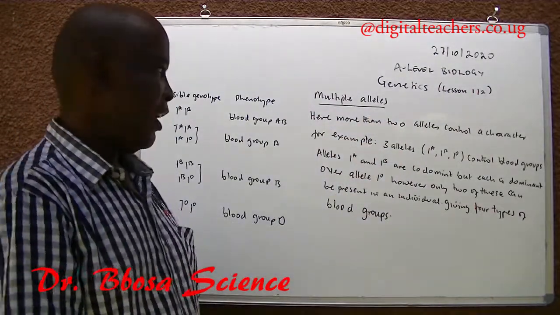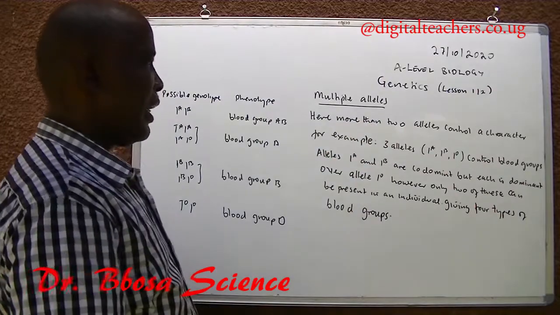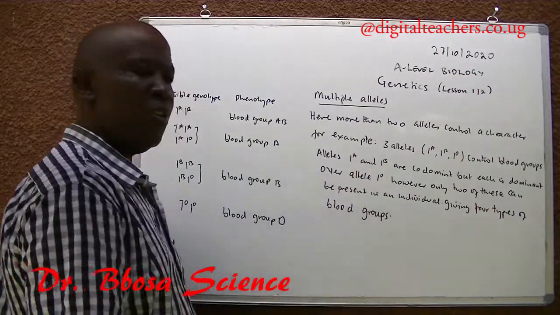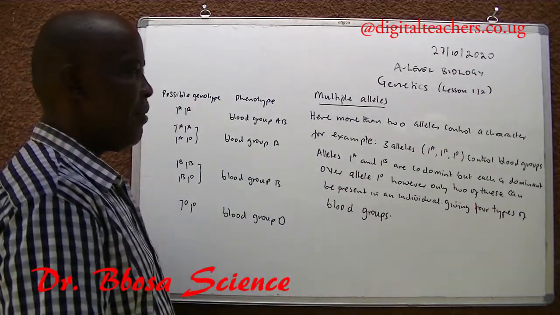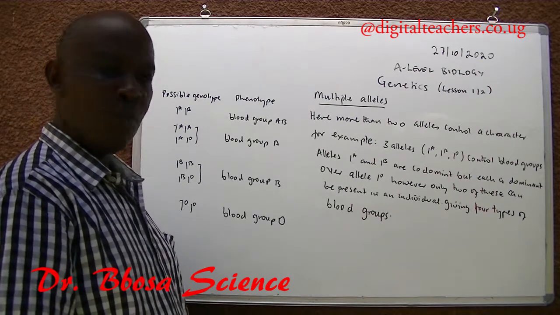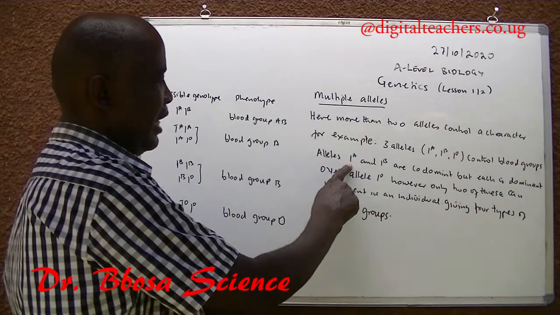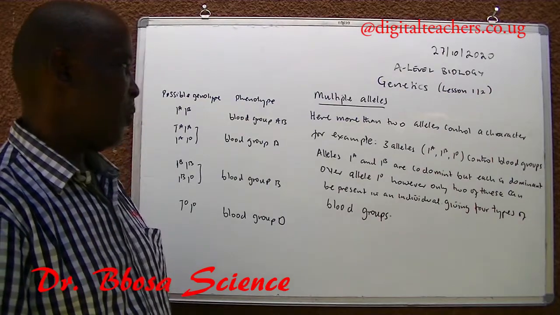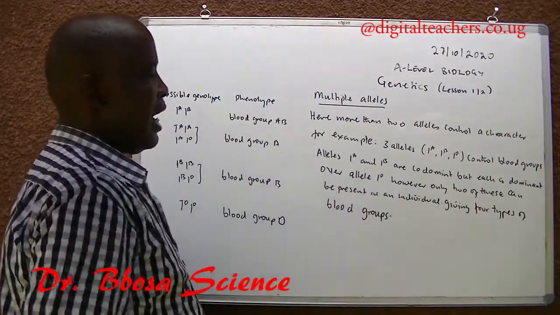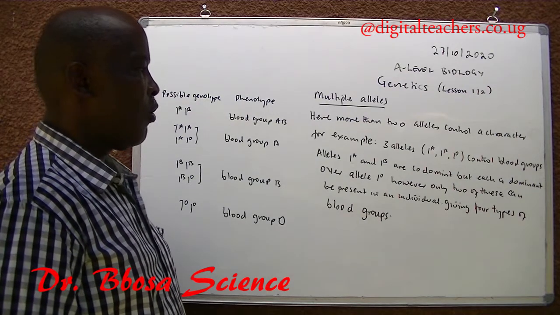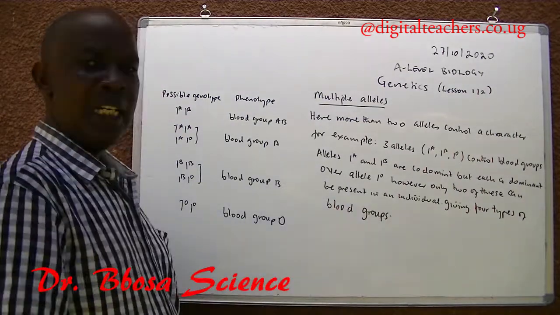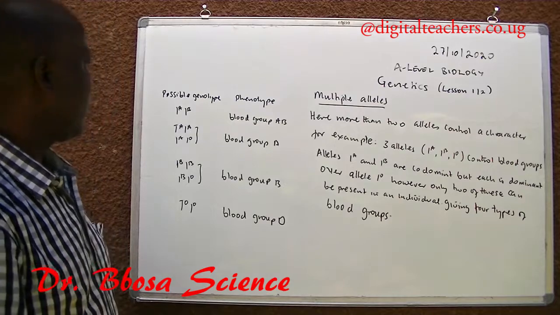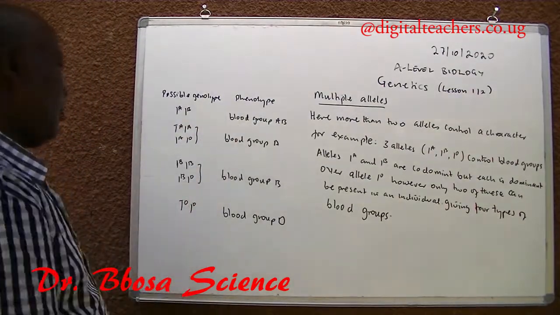Multiple alleles. Here, more than two alleles control a character. For example, three alleles, IA, IB, IO, control blood groups. Allele IA and IB are codominant, but each is dominant over allele IO. However, only two of these can be present in an individual, giving four types of blood groups. So the possible genotype and phenotype.